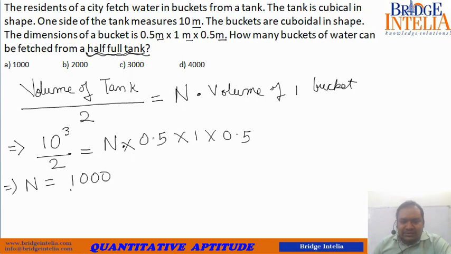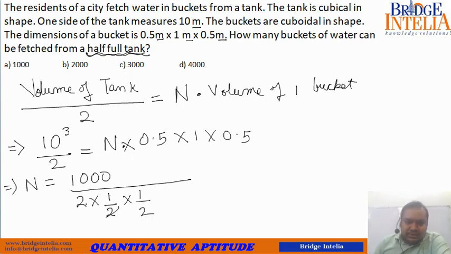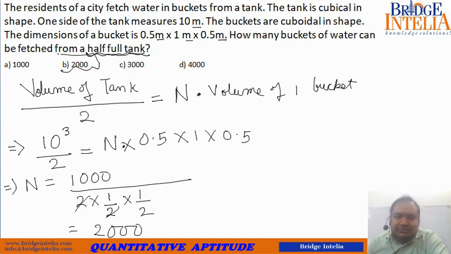So 10 by 2 into 0.5. So 0.5 can be written as 1 by 2. So 1 by 2, into this half goes and gets divided here. So 1 by 2. So this 2 and 2 gets cancelled. So n comes out to be equal to 2000. So from this half full tank, 2000 buckets can be filled. So now let's move further.